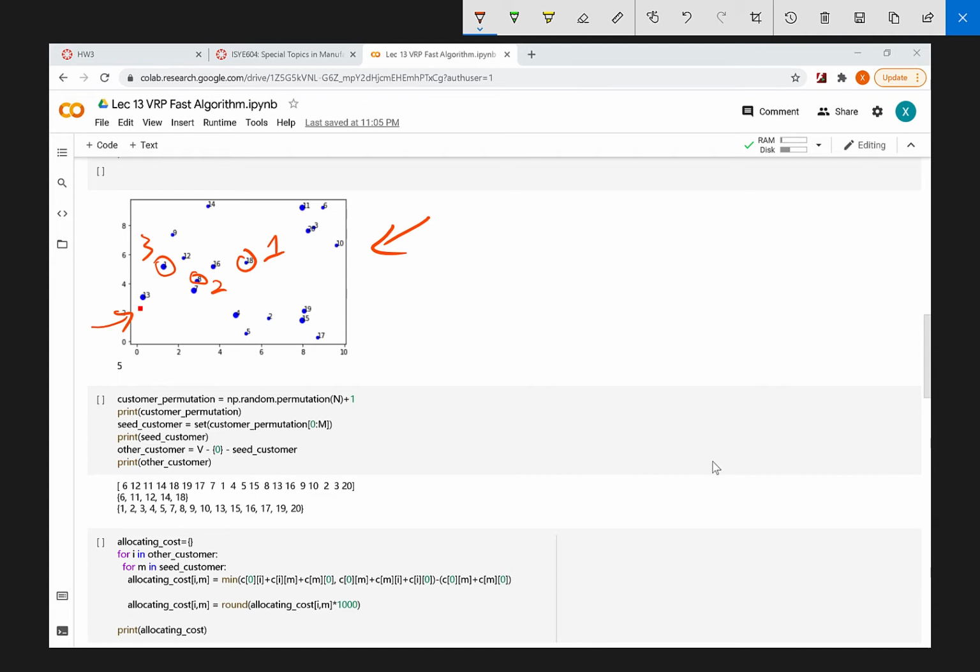Now let's see how we realize our algorithm. The first step is to randomly generate M centers from all the customers. To realize this, we randomly permute all customers from 1 to n, and then select the first m customers as the centers. So these are purely randomly generated customer centers. We call these generated centers seed customers, and all the other customers are excluded.